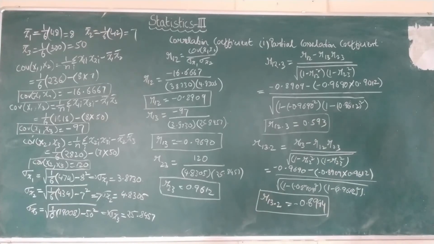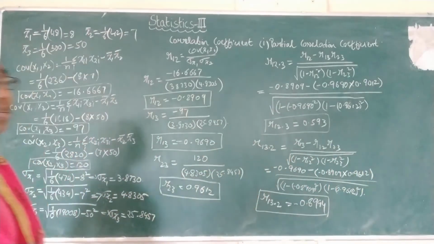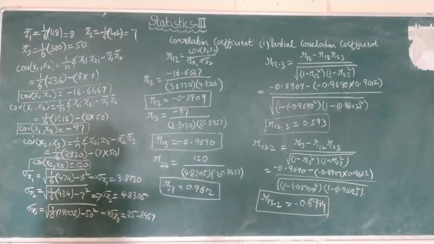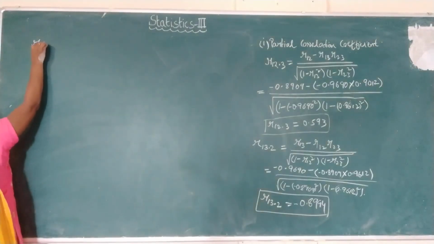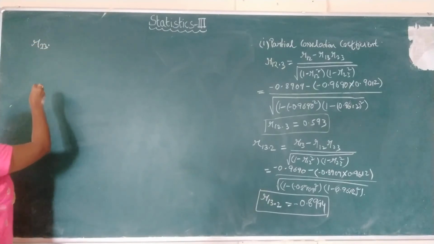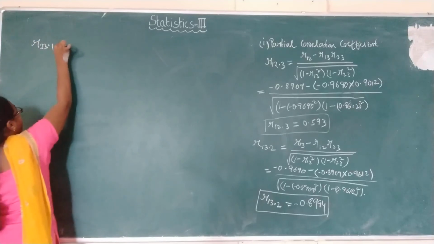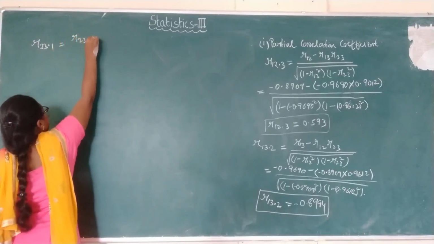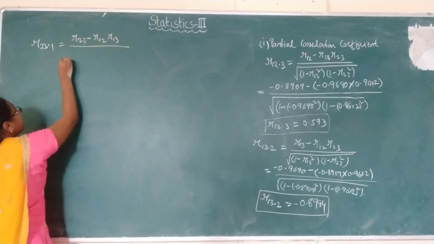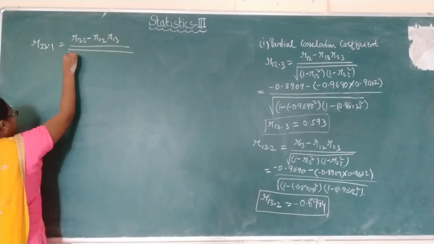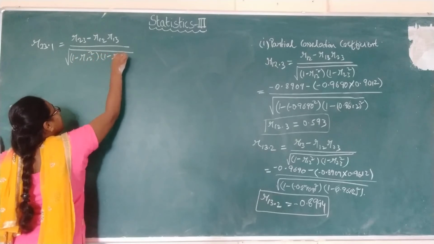So we got dot 2, dot 3, next R23.1. So next partial correlation coefficient is R23.1. R23.1 equals R23 minus R12 into R13 divided by square root of 1 minus R12 square into 1 minus R13 square.